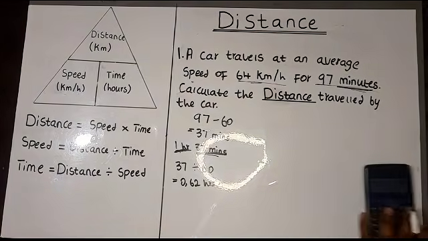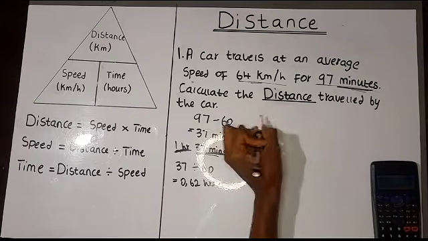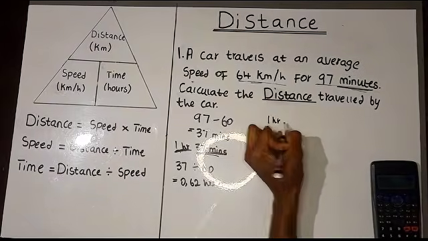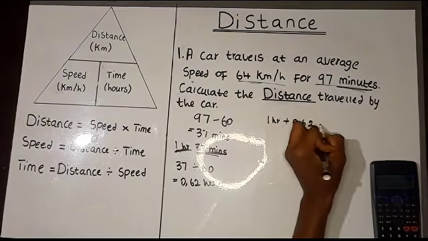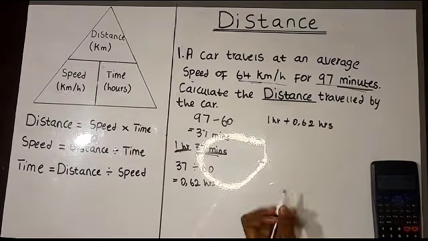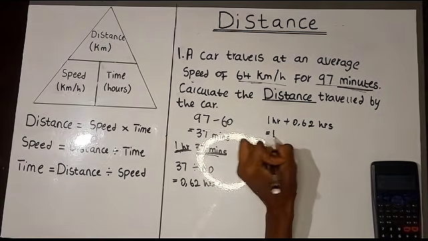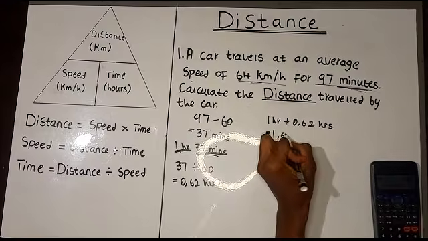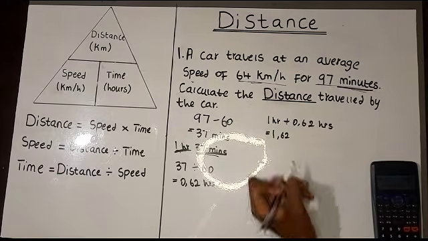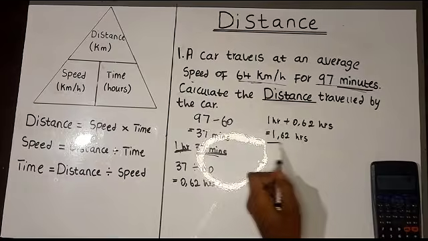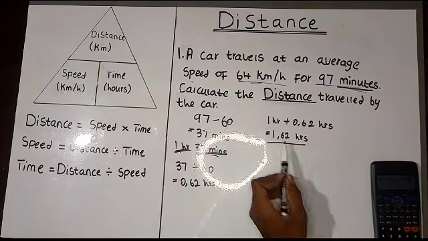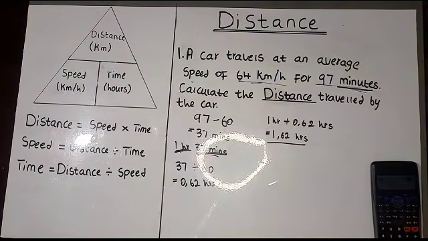Let me write that here. I don't have space here. So it's 1 hour plus 0.62 hours, right? We have 1.62 hours. So this is our time. We now have our time in hours. We can now use the formula.